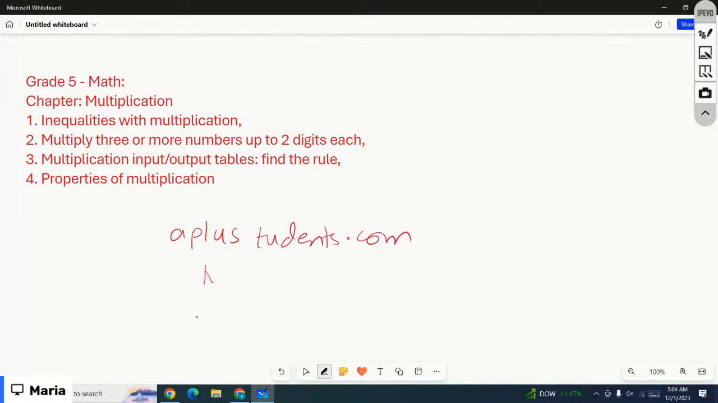Then you have to select math from the subject tab. Scroll down to grade 5, and then click on view all lessons. There you can find a list of the chapters.